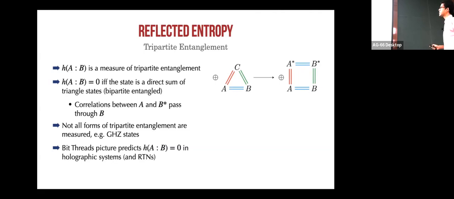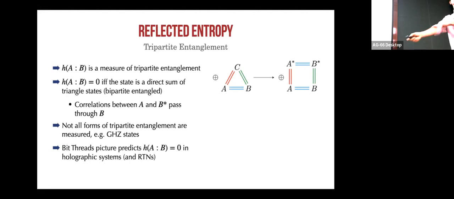Just heuristically, you can see that the correlations between A and B star all pass through B. So there's no correlation between A and B star that's invisible to B. That's a heuristic way to understand that the Markov gap should be 0 for these states. And this is the most general class of states for which the Markov gap vanishes: addition of orthogonal states which don't overlap with each other. For example, the GHZ state is like 000 plus 111. That sort of thing.